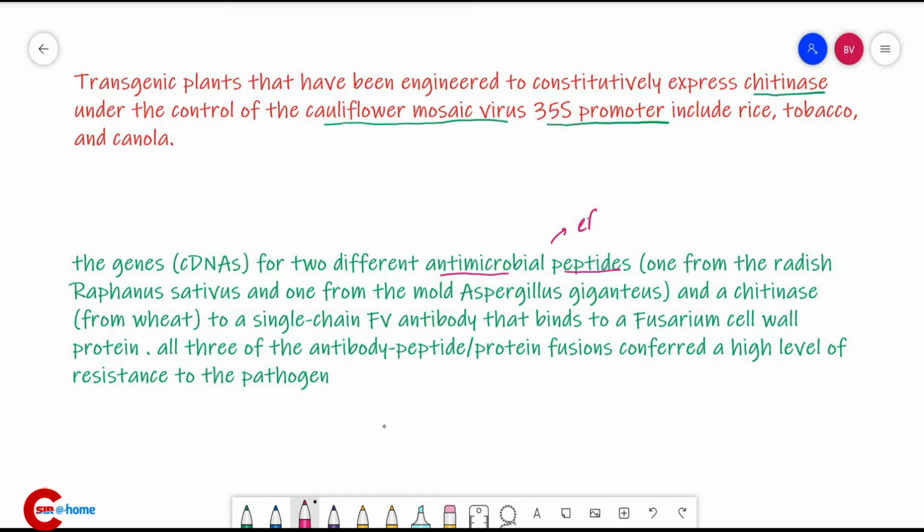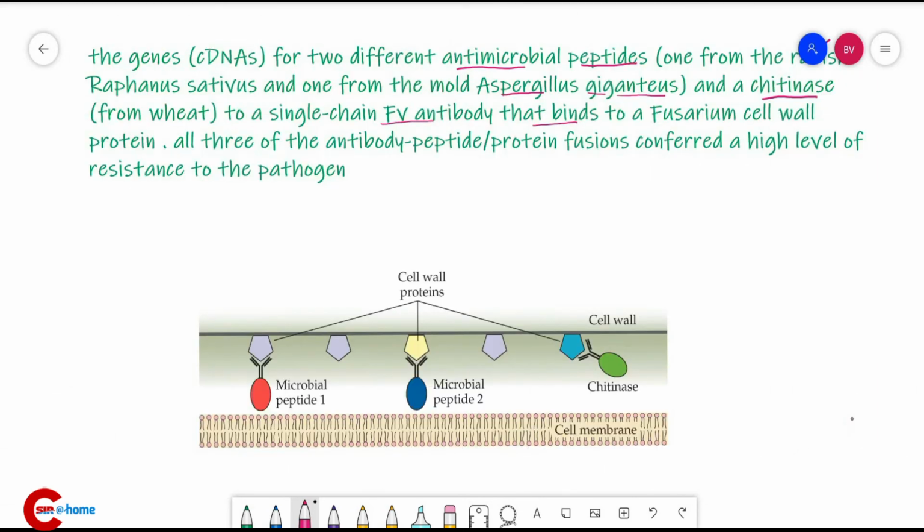Why are we taking two different antimicrobial peptides? For enhancing the activity against pathogens. So two different antimicrobial peptides, one from radish and another from a mold, Aspergillus giganteus. And these two antimicrobial peptides are fused with chitinase, which is taken from wheat. The fusion is first the two antimicrobial peptides, then chitinase, fused to a single chain Fv antibody. And this can bind to the Fusarium cell wall. Fusarium is a fungus.